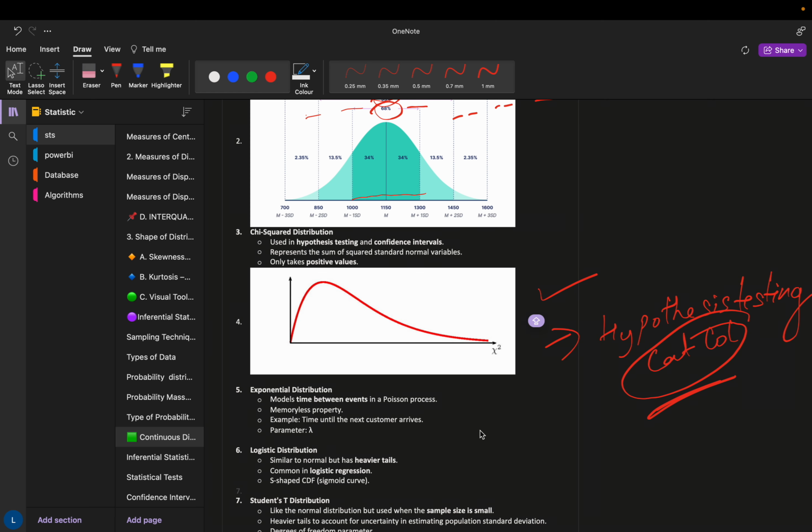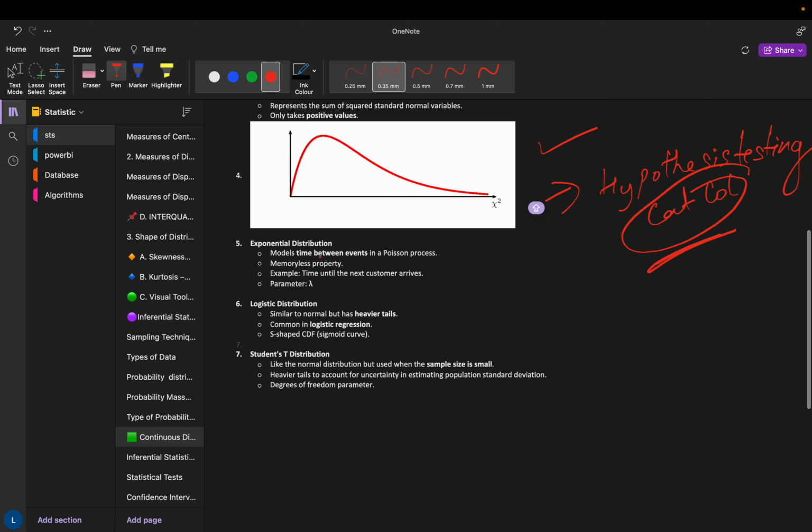All right, now we have other types of distribution like exponential distribution, with which we normally model time between events in a Poisson process. All right, time until the next customer arrives. Here the parameter we have is lambda. Similarly, we have the logistic distribution, similar to normal distribution, but with a heavier tail. Normally the tail is heavier. All right, common in logistic regression, such as the sigmoid function. All right, we do have the sigmoid function, right?